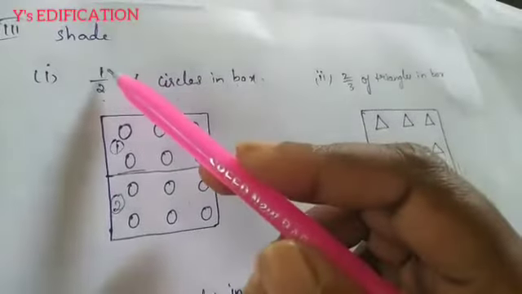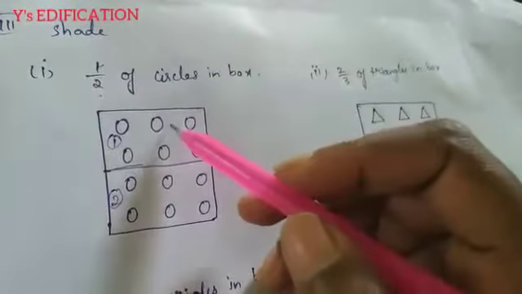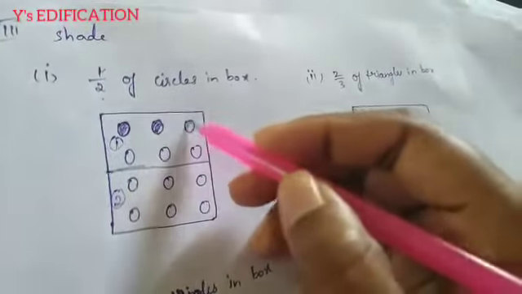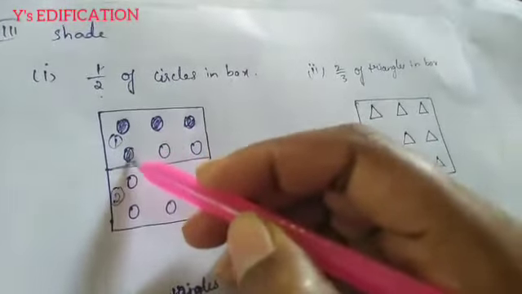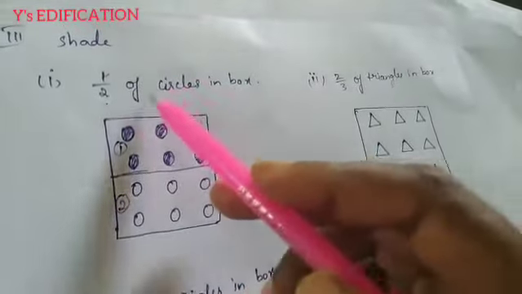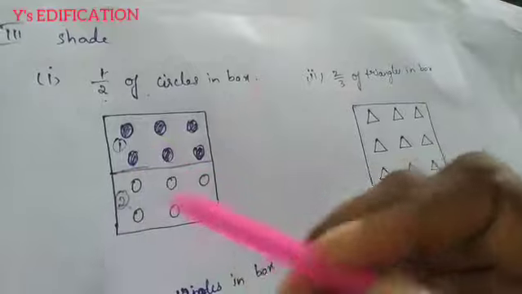Now I have to circle one part. So I have to circle all this. I have to shade all these circles. Okay, we have to shade all these circles. So shade 1 by 2 of circles in the box. This is 1 by 2 of circles in a box.